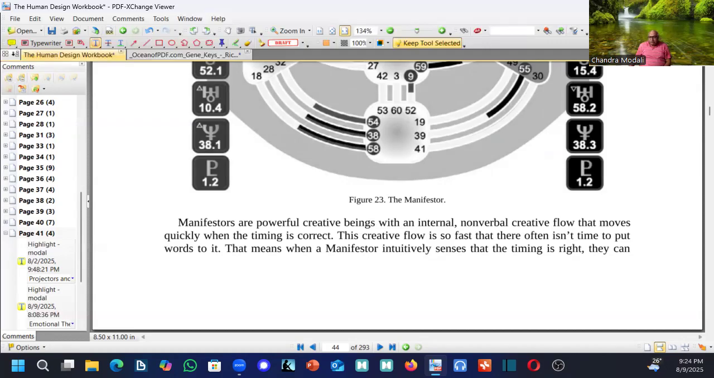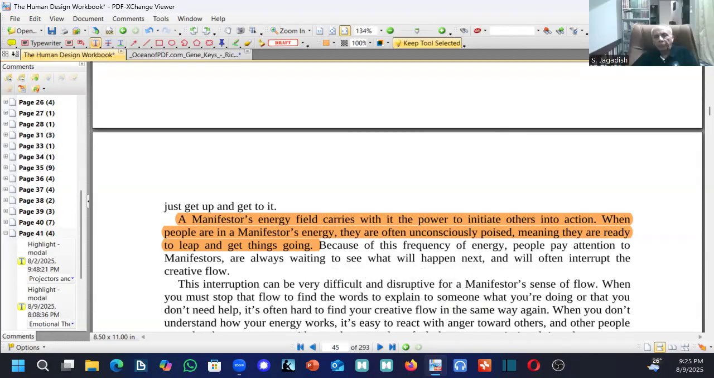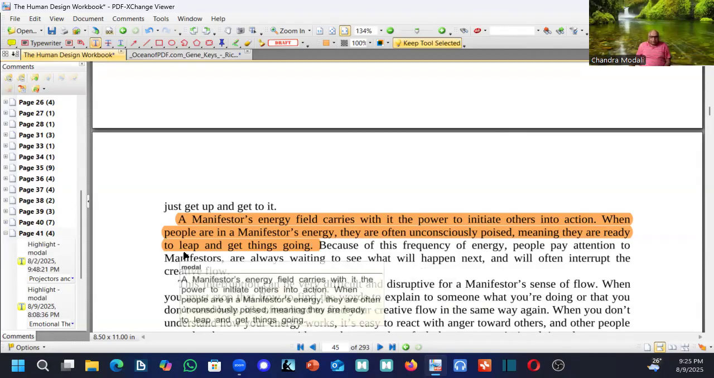That means when a manifestor intuitively senses that the timing is right, they can just get up and get to it. A manifestor's energy field carries with it the power to initiate others into action. When people are in a manifestor's energy, they are often unconsciously poised, meaning they are ready to leap and get things going. They are basically troubleshooters. That's what I understand. So, because of this frequency of energy, people pay attention to manifestors.